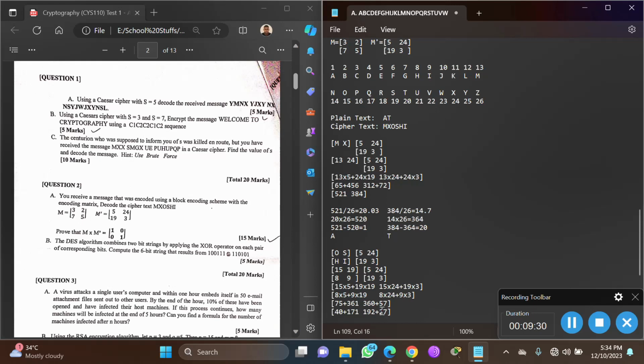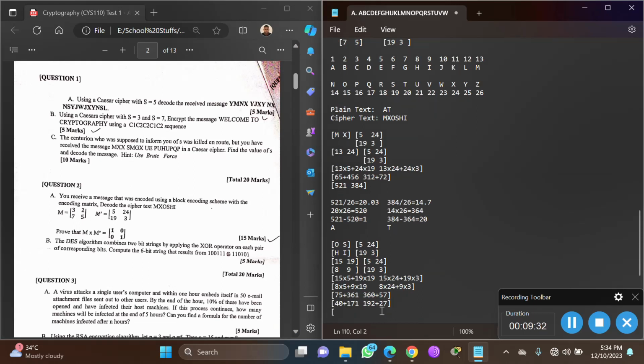Okay, so now we can start adding. So 75 plus 361. So we have 436. Then we leave a space. 360 plus 57. Okay, so that's 417.